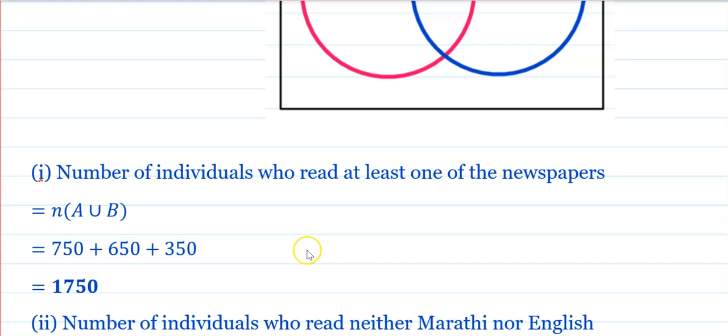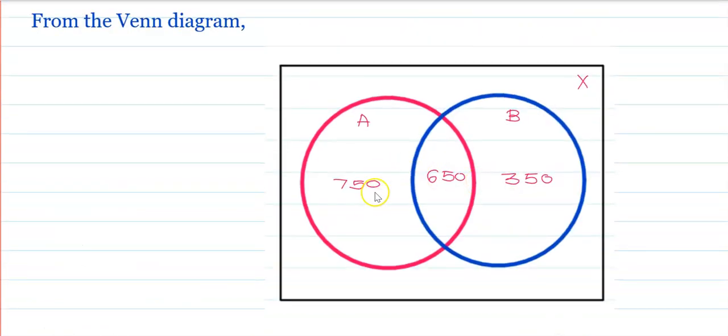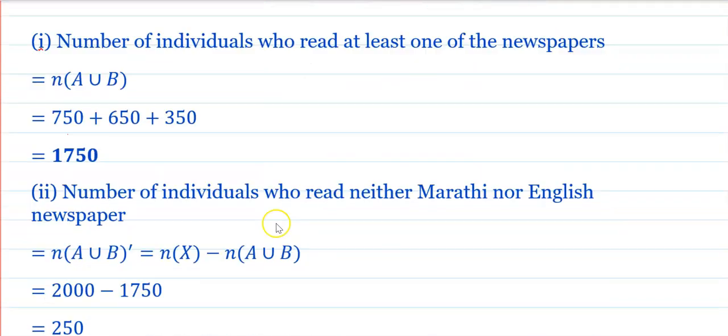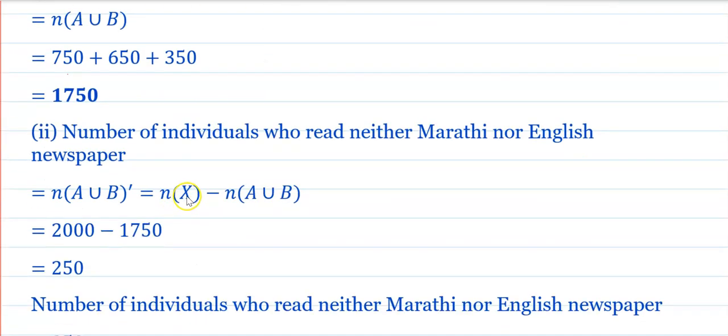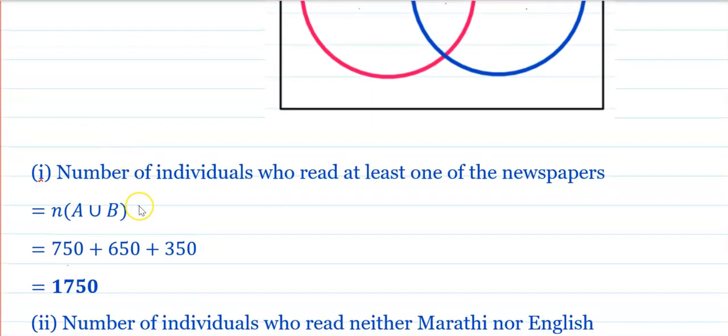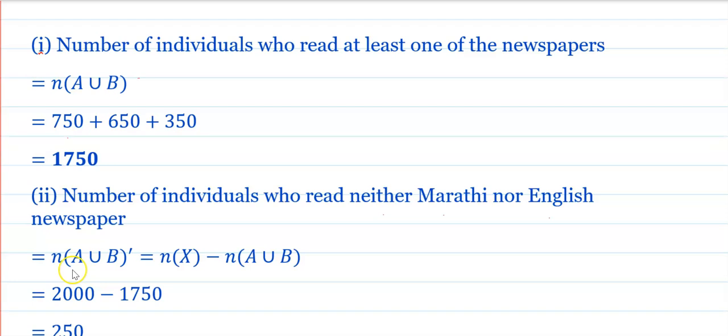Now the first question. The number of individuals who read at least one of the newspapers means what? Sum of all these, this and this. That is n of A union B equals 750 plus 650 plus 350. The number of individuals who read neither Marathi nor English newspaper. Neither Marathi nor English means we want to find out the complement of this. Means n of A union B complement.